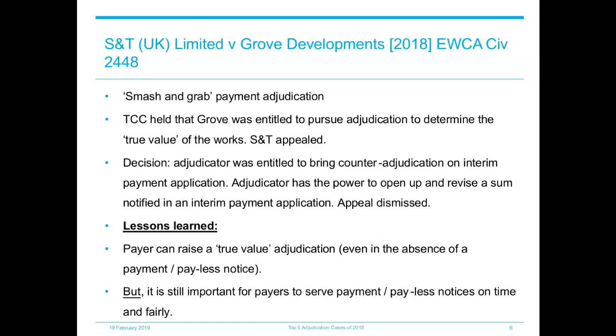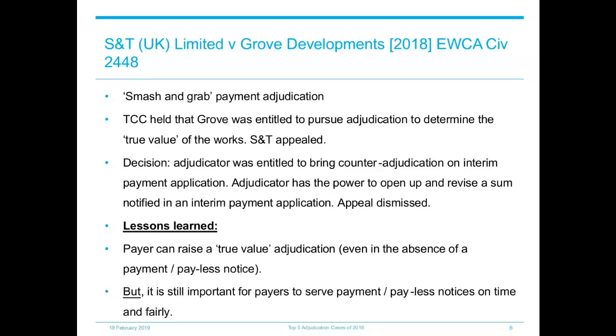We mentioned at our webinar on the top adjudication cases of 2017 that following the case of Imperial Chemical Industries Limited against Merrill Technology, there will be circumstances where employers can challenge the value of interim payments as well as final payments, including the next interim payment cycle or a termination event. We've now seen a development within this in 2018 following this appeal.